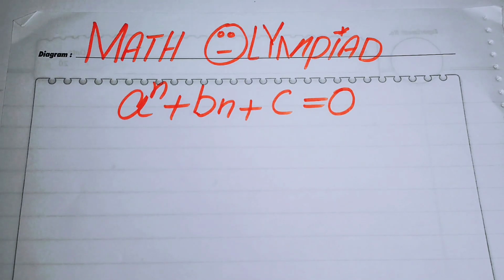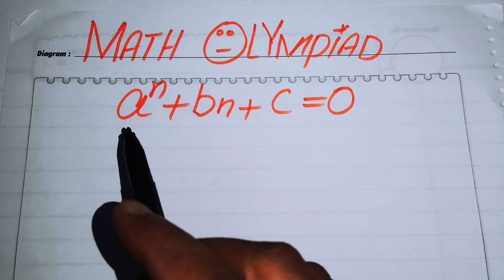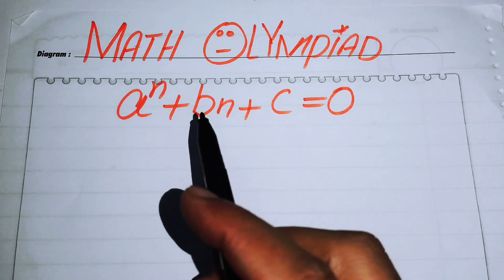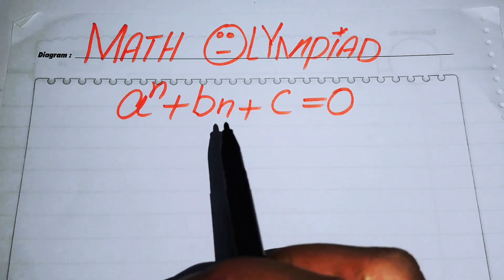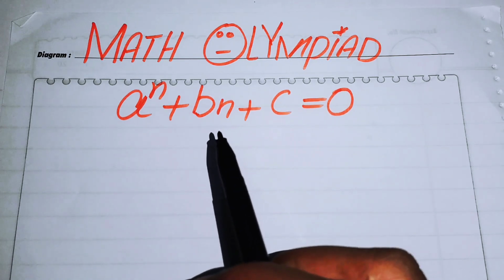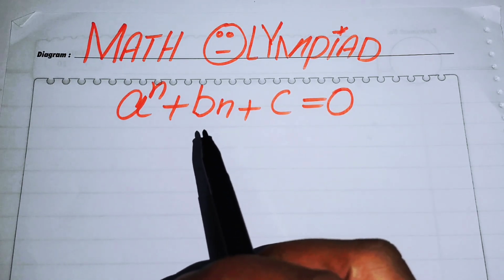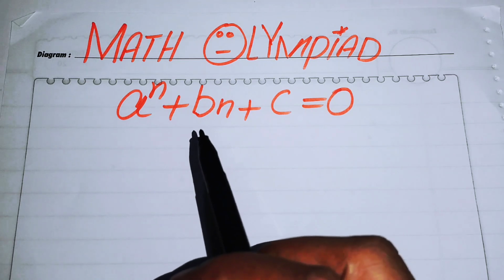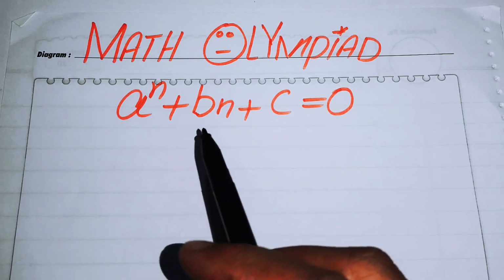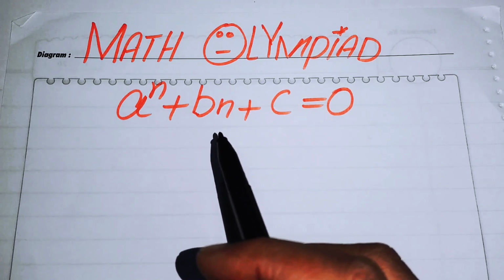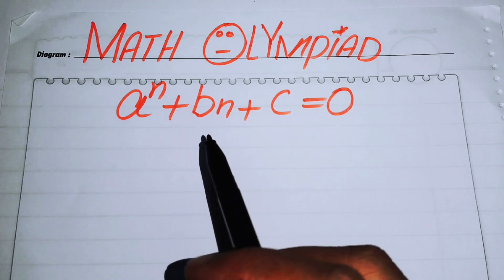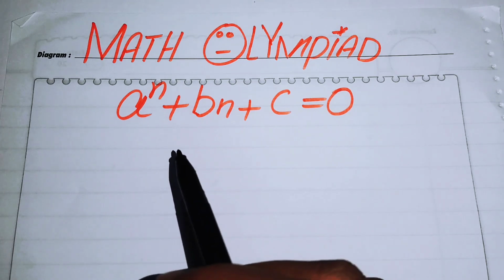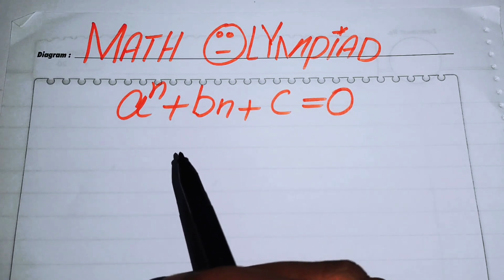In this video we are going to solve this nice algebra problem, and here we have a to the power of n plus b times n plus c equals 0, and here we find the general formula of this type of equation. If you find any question of this type, then you can easily use this formula to find the solution of this problem. So now we can get the general formula of this problem.